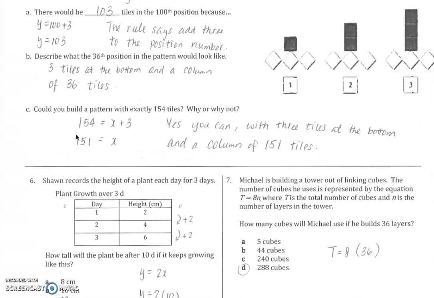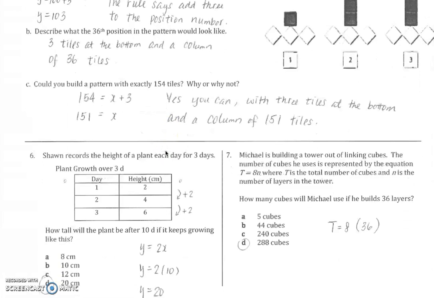C. Could you build a pattern with exactly 154 tiles? Why or why not? Well, we set 154 equal to the pattern rule x plus 3. Subtract 3 from both sides, I get x equals 151. And remember, x represents a position number. Is it possible to have position 151? Absolutely, because there's no decimal, there's no rounding, so it is possible to form a pattern with exactly 154 tiles.